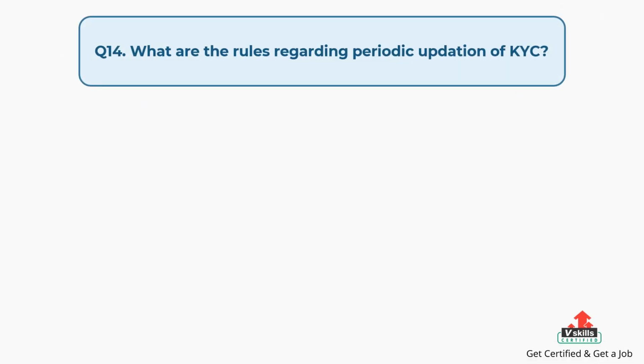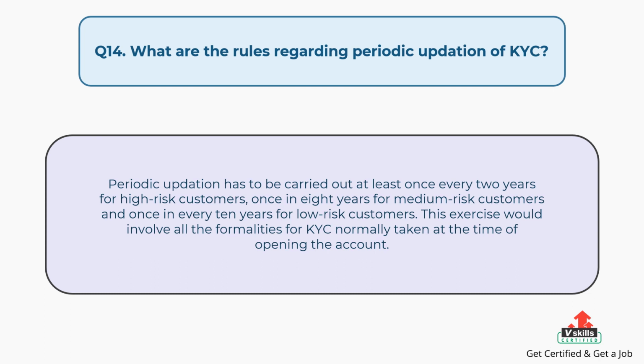Question number 14. What are the rules regarding periodic updation of KYC? The answer is, periodic updation has to be carried out at least once every 2 years for high-risk customers, once in 8 years for medium-risk customers, and once in every 10 years for low-risk customers.